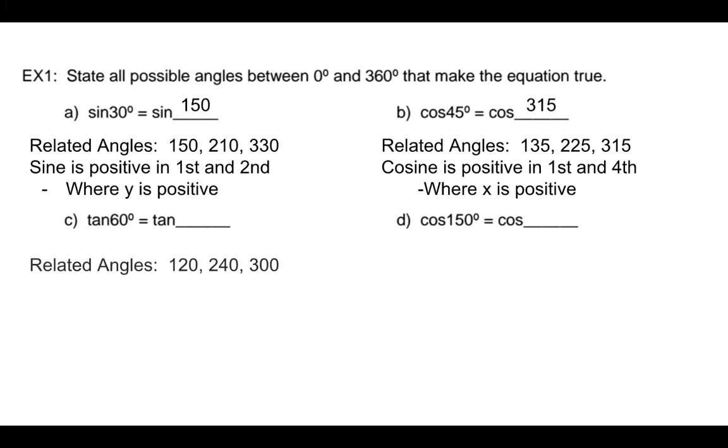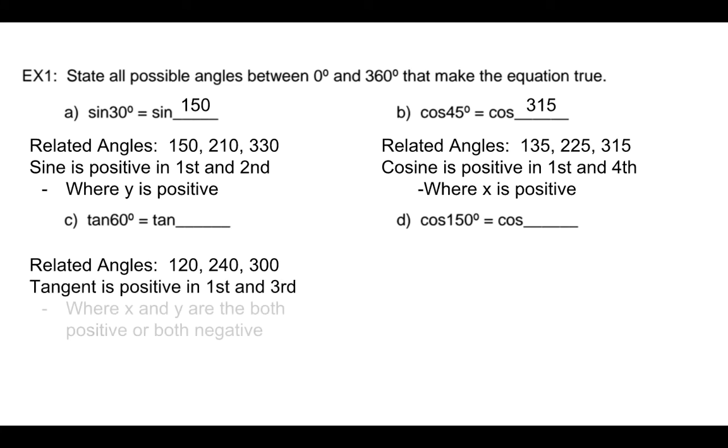Tan 60, 60 goes with 120, 240, and 300. But 60 is where tan's positive, where x and y are both positive, because it's based on opposite and adjacent. Where they're both negative is in the bottom left quadrant, the third quadrant, at 240 degrees.